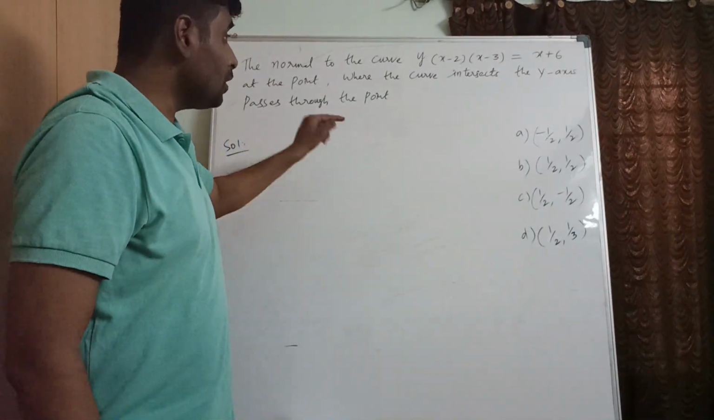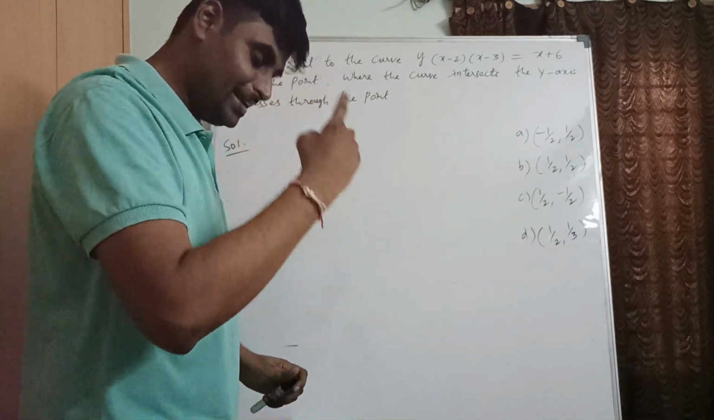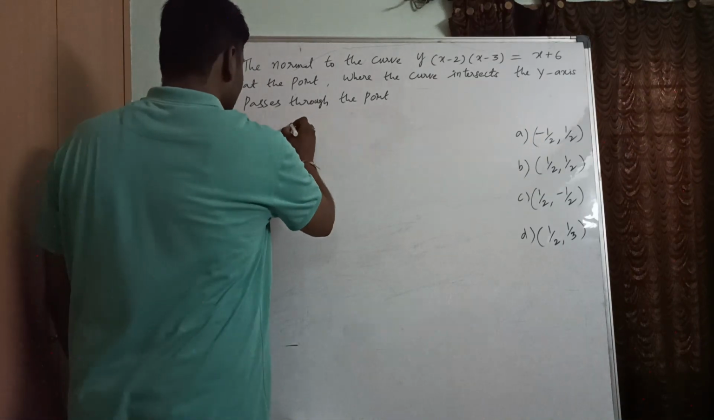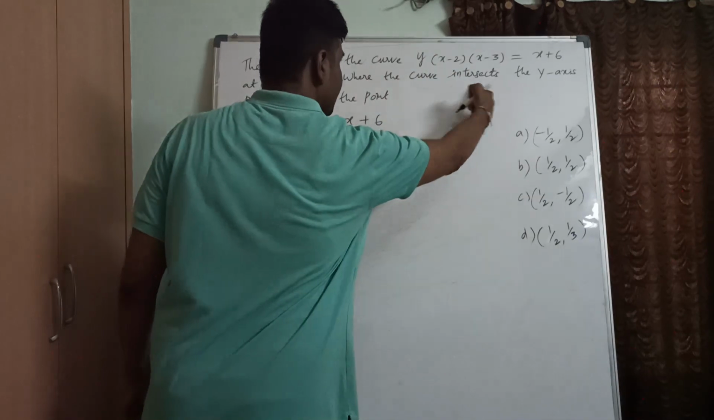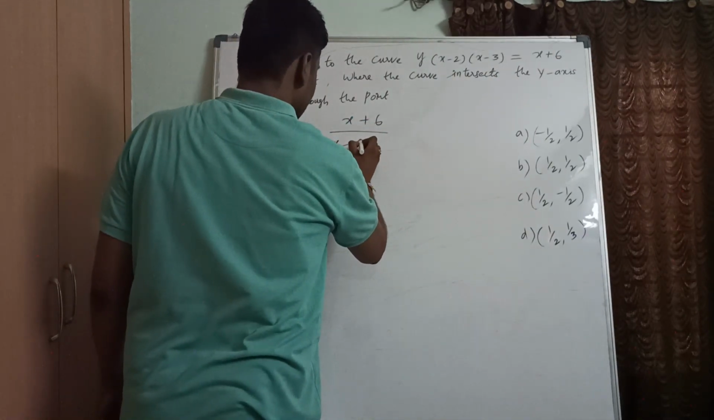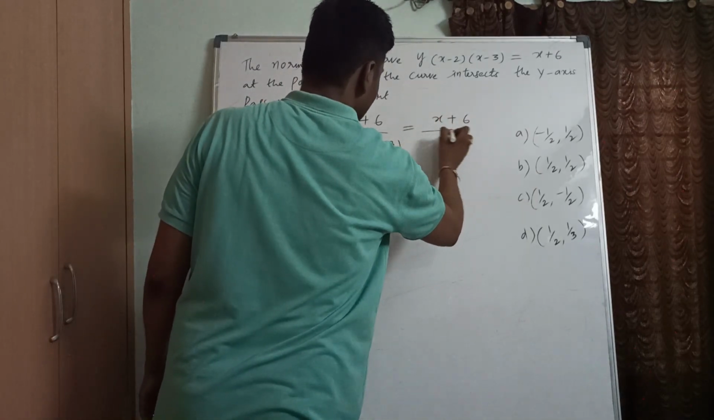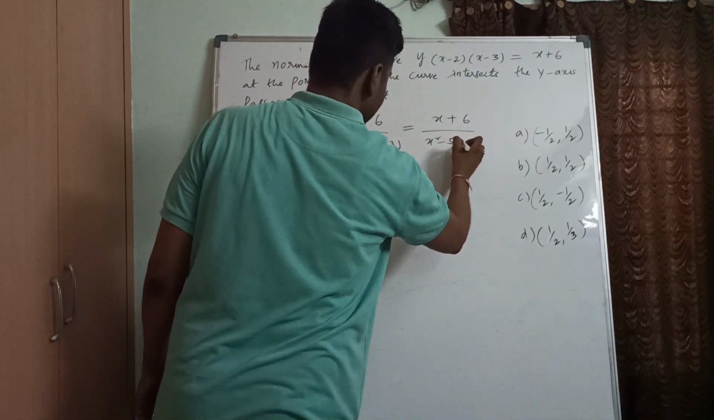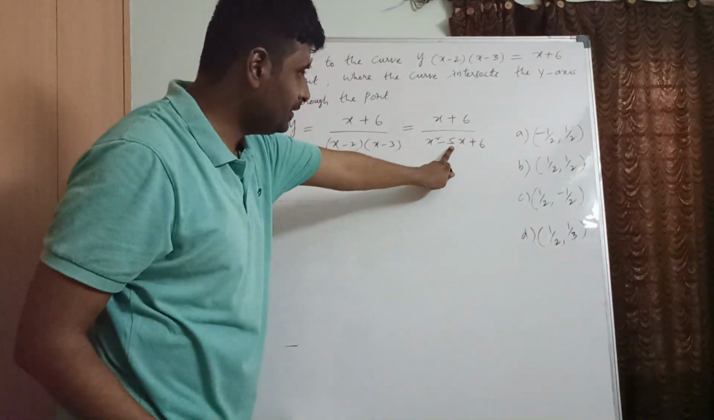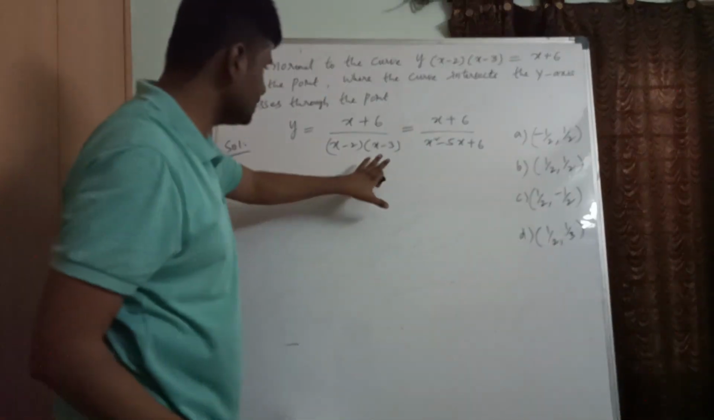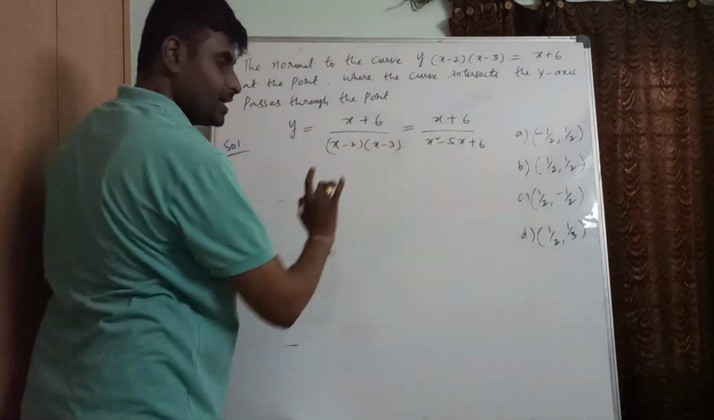Okay? Chalo. To solve any problem, what is the first step? We have to simplify the given curve. Let us simplify the given curve. See, y equals x plus 6 by, can I write x minus 2 into x minus 3? x minus 2 into x minus 3 can also be written as x square minus 5x plus 6. That we have learned from quadratic equations. Sum is 5, product is 6. Sum is 5, 2 comma 3 are the roots, right? It's very easy. Now, this is the curve, right?